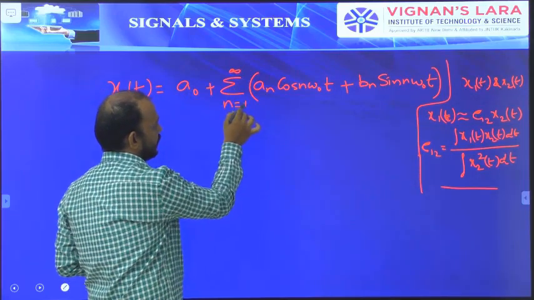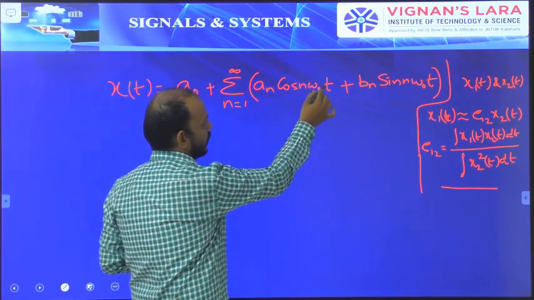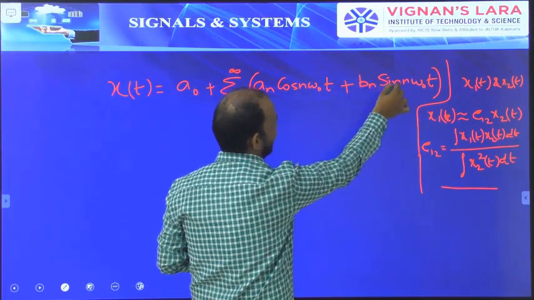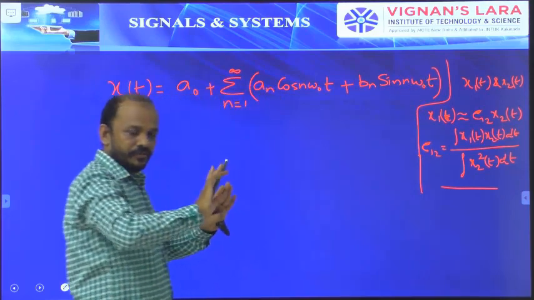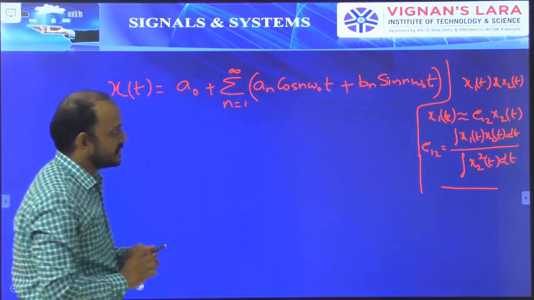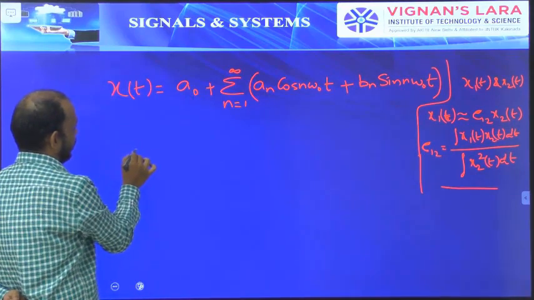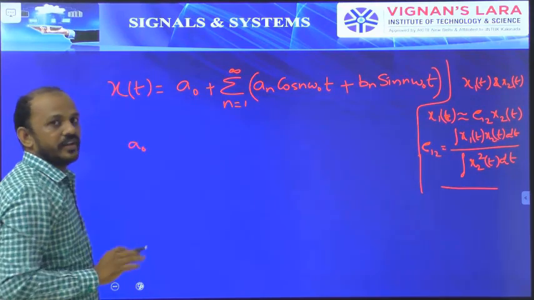Next, summation n equal to 1 to infinity a n cos n omega naught t, second one. And third one, summation n equal to 1 to infinity b n sin n omega naught t, third one. If we make it as three separate things, first I will go for the derivation of the first one, a0. First I will find out a0. So how will you find out a0?